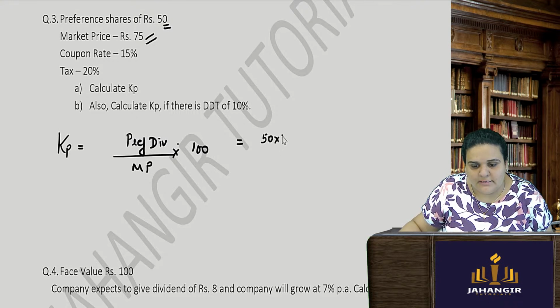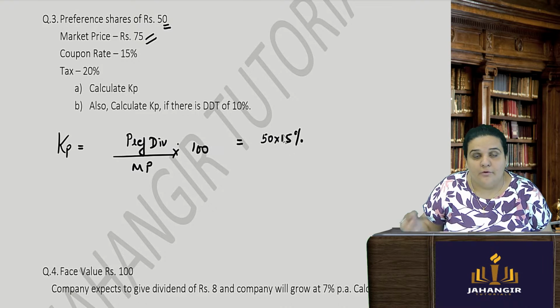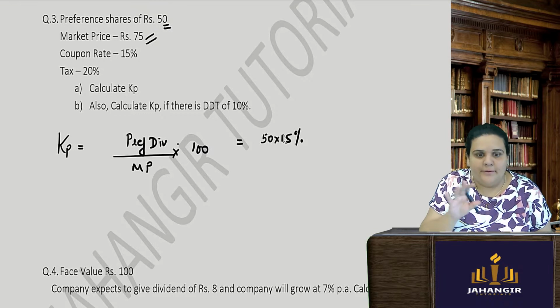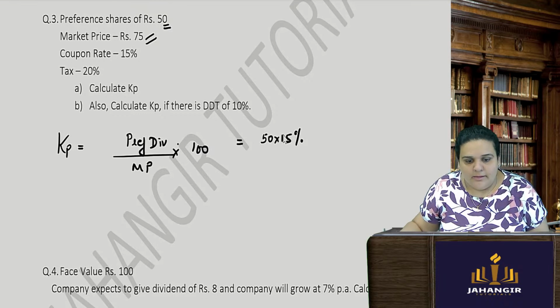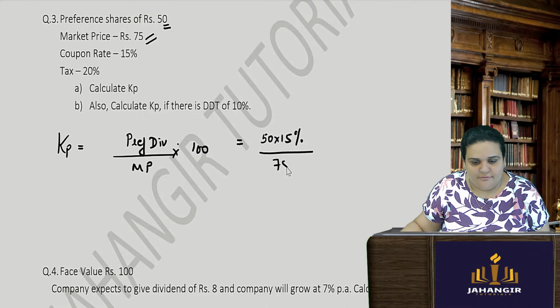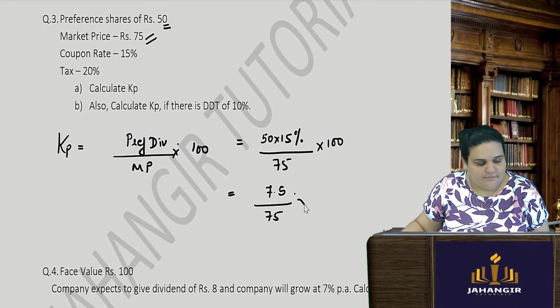50 into 15%. I'm going to give 15% on the preference share price, the face value, whatever it can be. There is no preference dividend given in the first one, so I have not written it. Upon market price is 75, into 100. So 15% of 50 is 7.5, upon 75 into 100. So this will become how much? 10%.